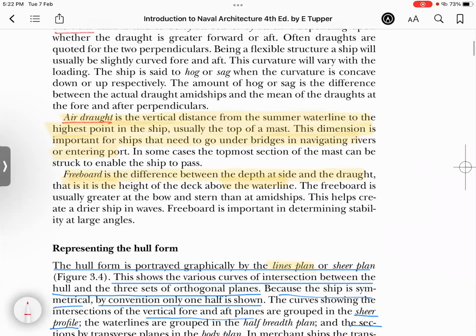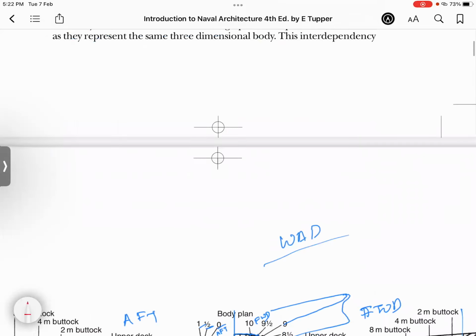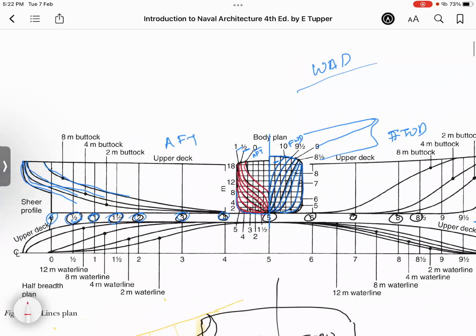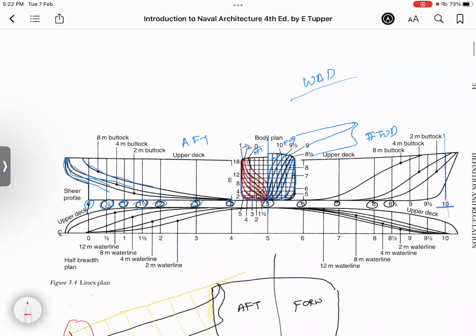This was the lines plan, right? It is a representation of the hull. What we do is we cut our ship in different sections and then make a graphical representation of it. That is called the lines plan.